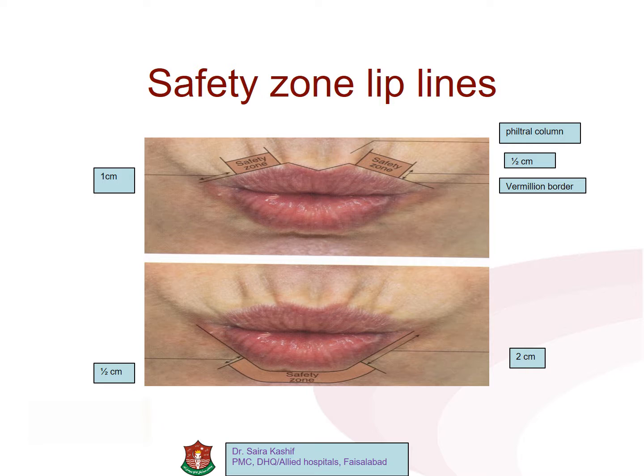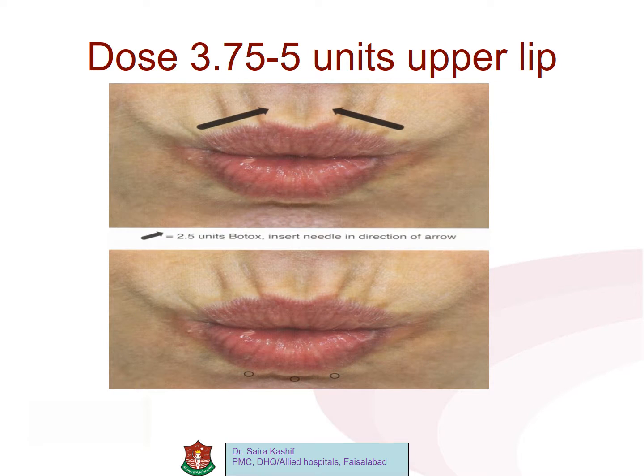For the safety zone area for the lower lip, it is 2 centimeters away from the lip margin and 0.5 centimeter below the vermilion. The total dose in the initial visit should not exceed 3.75 to 5 units for the upper lip, with 2 injection points for the upper lip here, and 3 for the lower lip area.